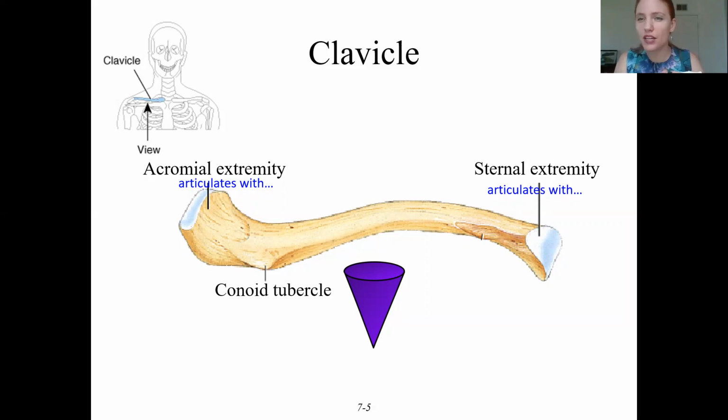Remember, they're rough because they're going to attach to muscles. So that is the conoid tubercle, like a cone, and it's called that because of the shape. It creates a cone shape. The conoid tubercle is going to be on the inferior aspect, or the bottom part of the clavicle, and remember, it's going to be on the acromial end, the one that is further away, more lateral.